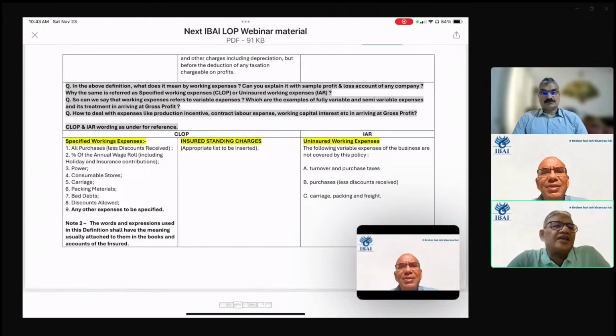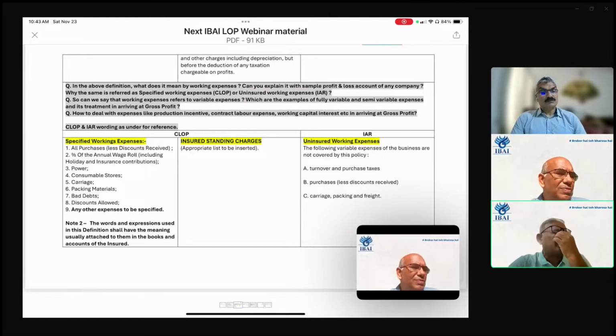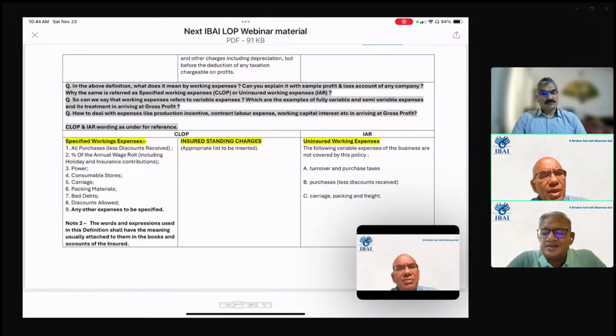Yeah, variable may be 0. So if bad debt is 0, then variable things will not come. But suppose bad debt is being reflected in my balance sheet. Bad debt is always an accounting decision. When to write off, how much to write off is an accounting decision. It's more appropriation than anything else.